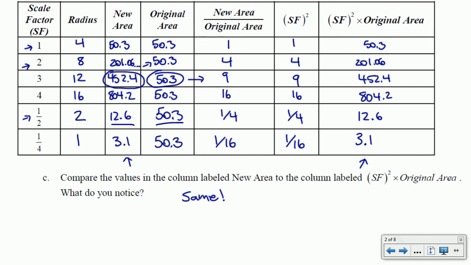So it looks like area scales differently than length. You can scale a length by either multiplying or dividing by the scale factor, and you scale an area by either multiplying or dividing by the scale factor squared.